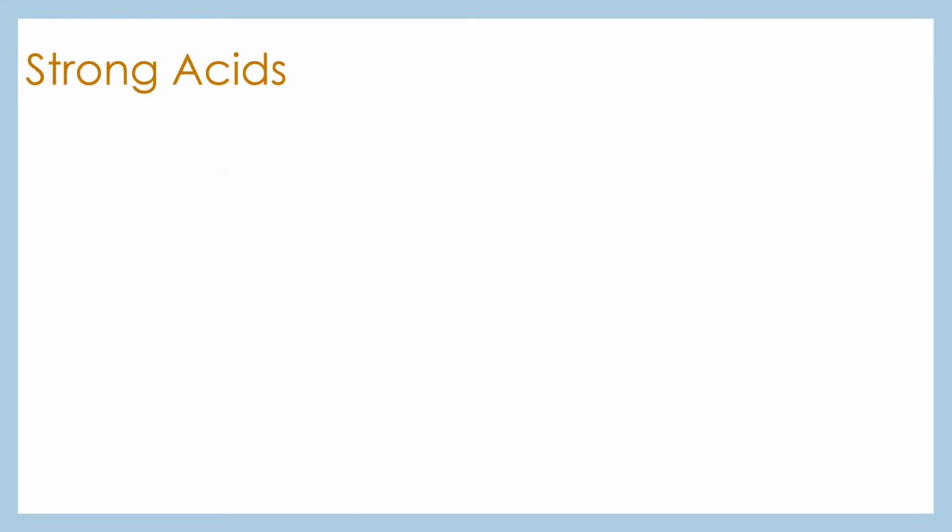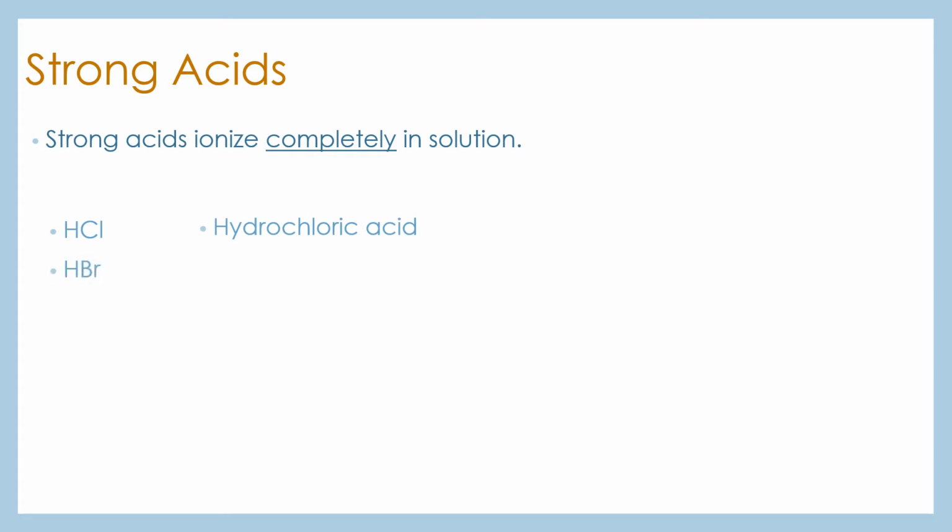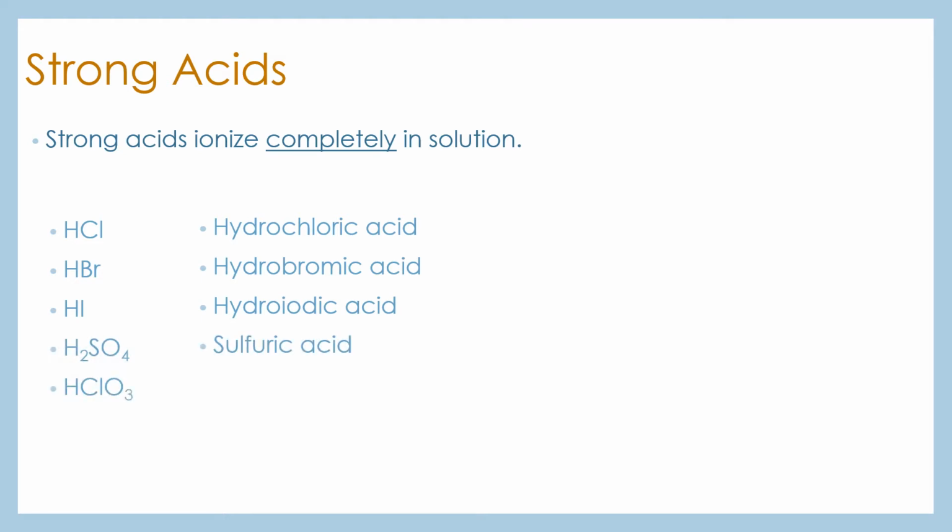So let's talk about strong acids. Strong acids ionize completely in solution. Our strong acids, which you probably had to memorize in Gen Chem 1, are hydrochloric acid, hydrobromic acid, hydroiodic acid, sulfuric acid, chloric acid, perchloric acid, and nitric acid.